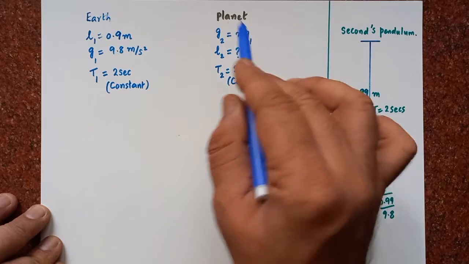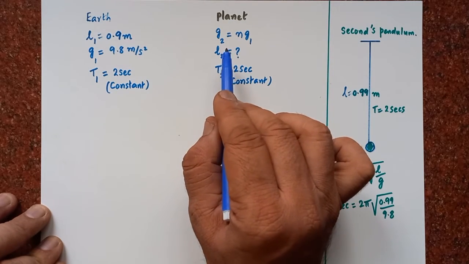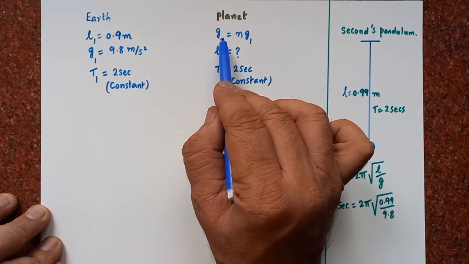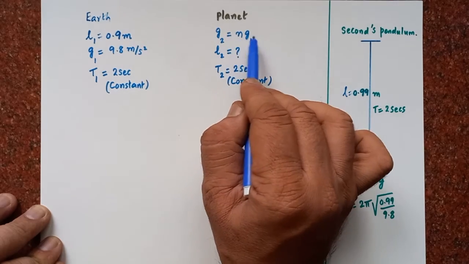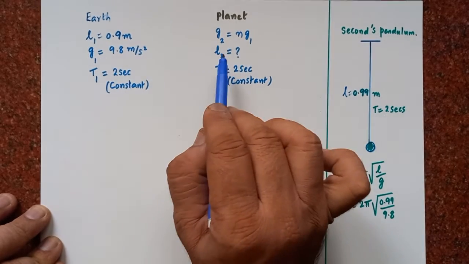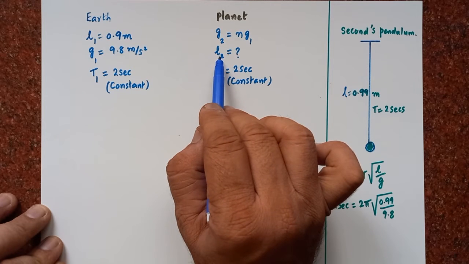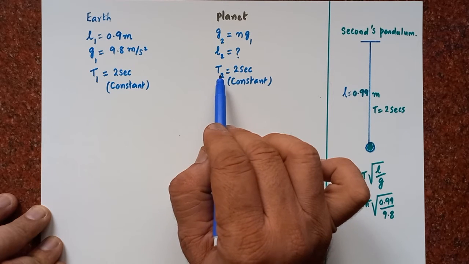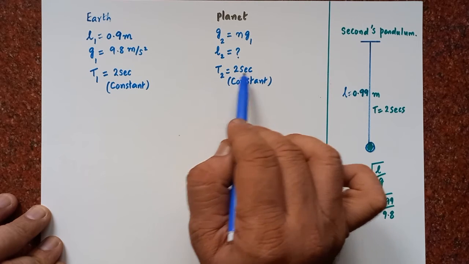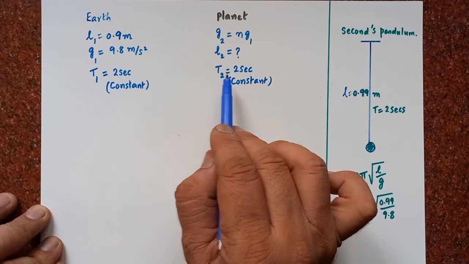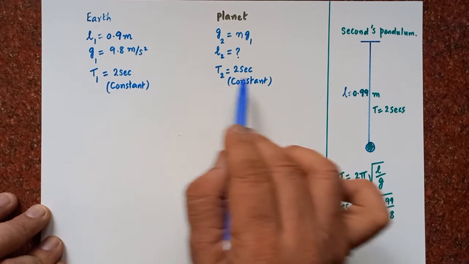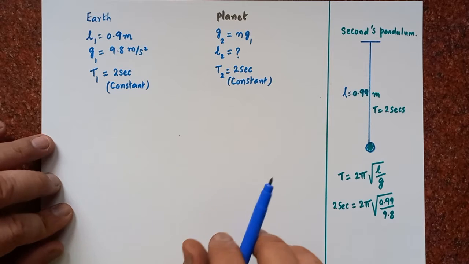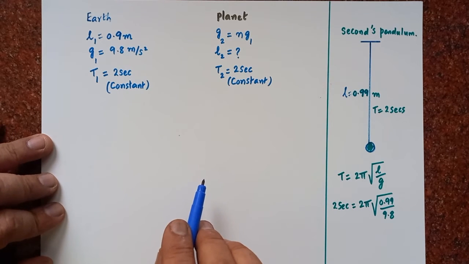Let us imagine another planet. There the value of g2, the acceleration due to gravity on the surface of the other planet, is n times g1. We know the value of g1. Here you are asked to find the length of the second pendulum on the surface of the planet. There also the time period must be 2 seconds. On the surface of the earth as well as on the surface of the planet, the time period of the second pendulum won't change. Its value will be 2 seconds. Now you are asked to find the length of the second pendulum which is kept on the planet.